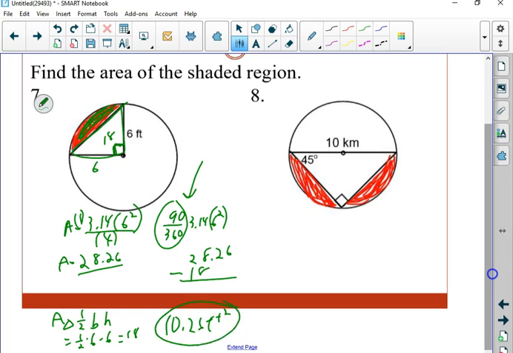Now, I know it seems like a lot, but just think about it, it makes sense. You're finding the area of the sector, you're finding the area of the triangle, and you're removing it. All right?